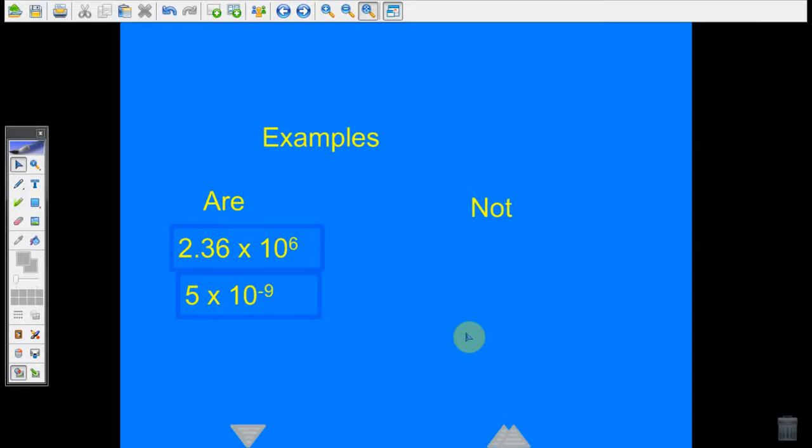Some things that are not scientific notation: 5 times 10. There's no exponent above the 10, so that indicates that it is not scientific notation. Or 63.2 times 10 to the third. Even though it's a number times 10 to the third, this number is not between 1 and 10.